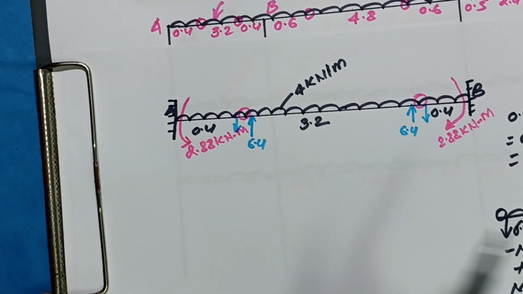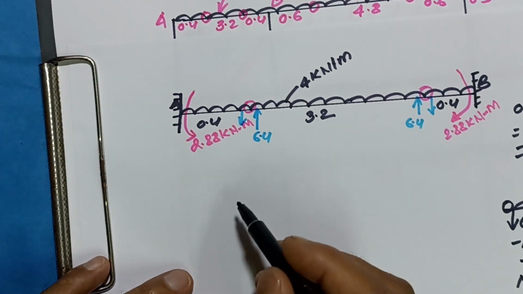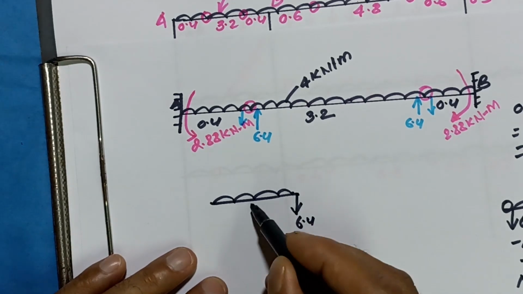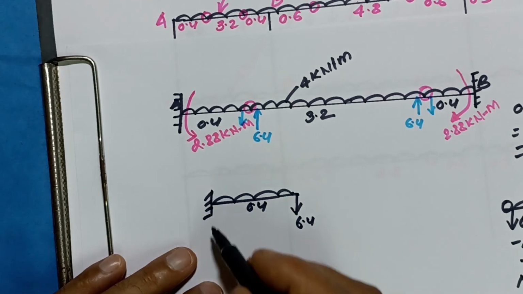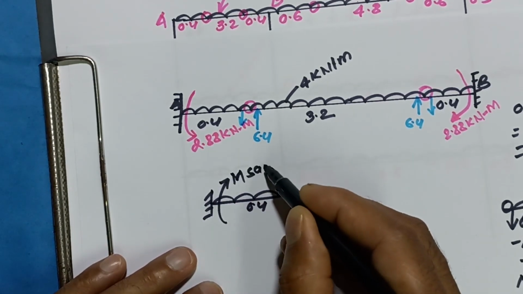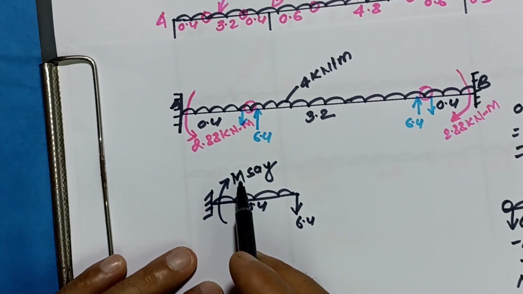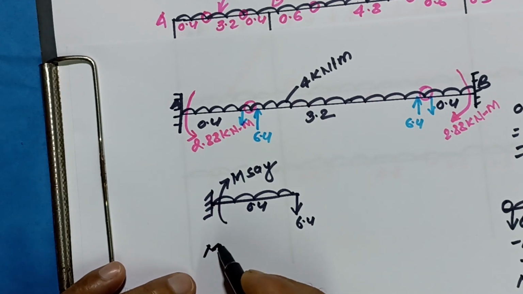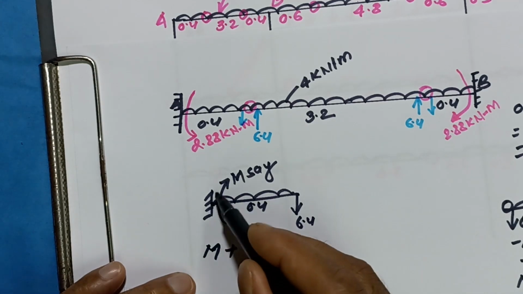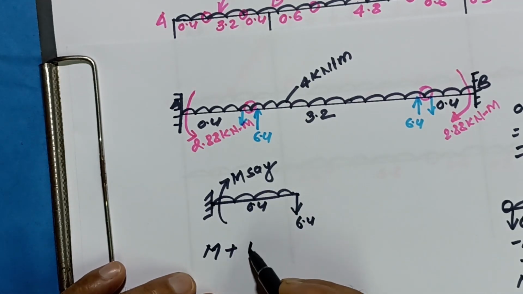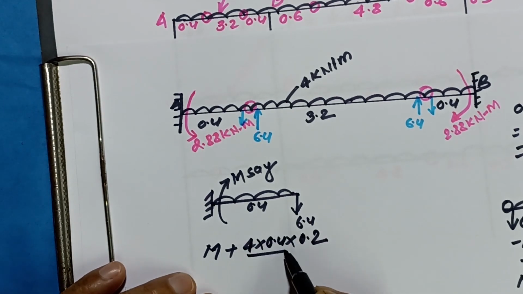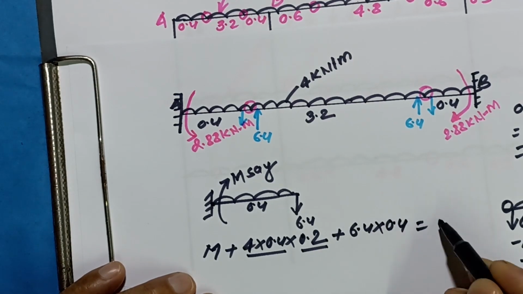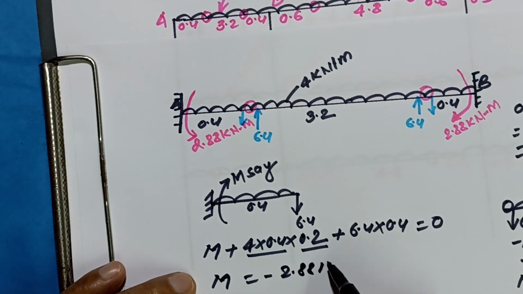Let's see here too why this direction is downward. Let me explain. Here is the downward force of 6.4 kilonewton, and here is the UDL over 0.4. We are calculating the bending moment here. We don't know the direction of this moment, clockwise or anti-clockwise, so we just assume clockwise. In the left part, clockwise is positive: M plus 4 into 0.4 into 0.2, force into distance. This also acts in the downward direction, so 6.4 into 0.4 is equal to 0. We get M equal to minus 2.88 kilonewton meter.